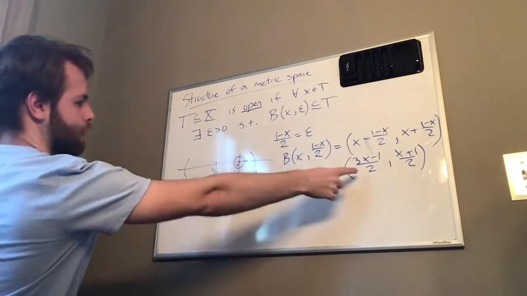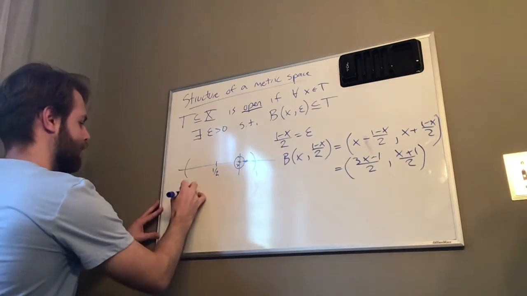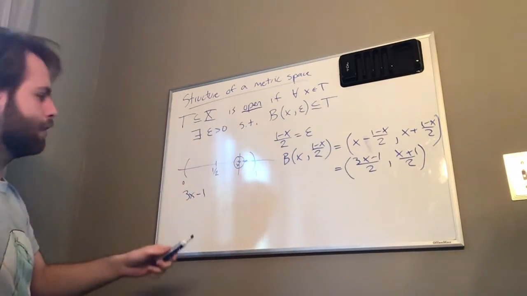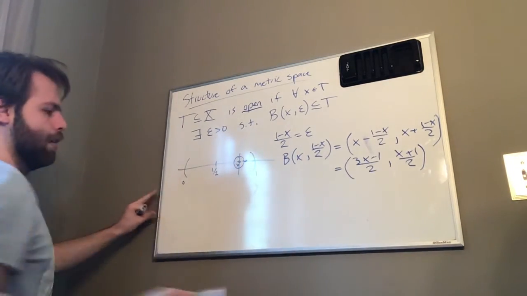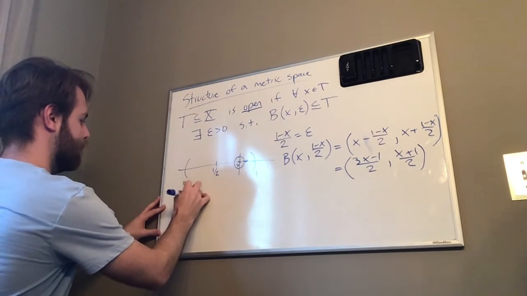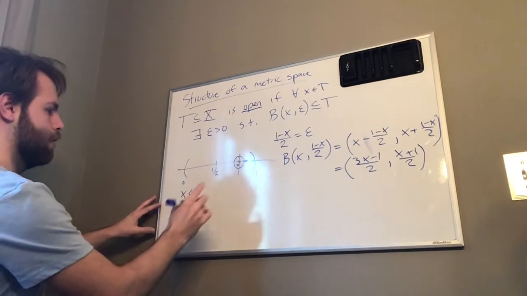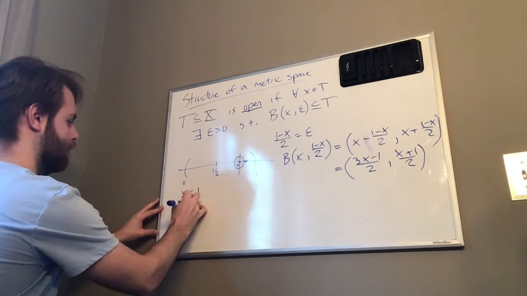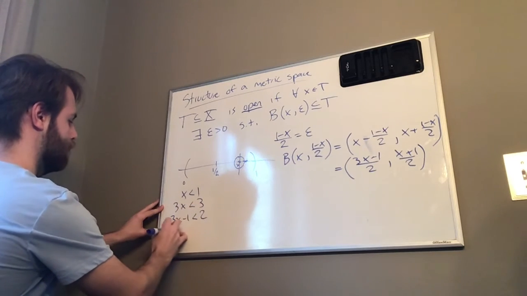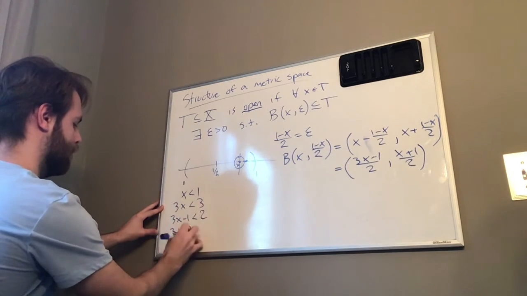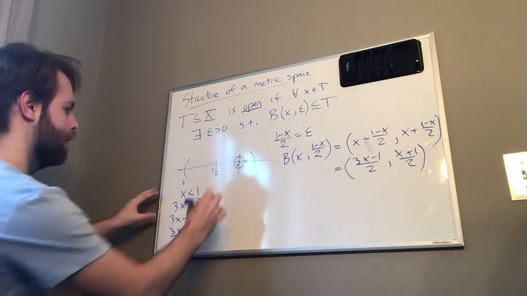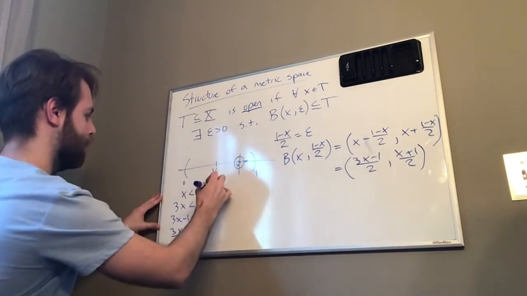So let's start with this point here. Say we know x is less than 1. Okay, so 3x is less than 3. 3x minus 1 is less than 2. 3x minus 1 over 2 is less than 1, which is perfect, because we want it to be less than 1.